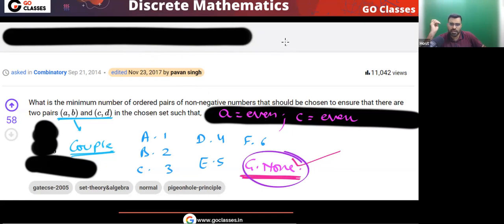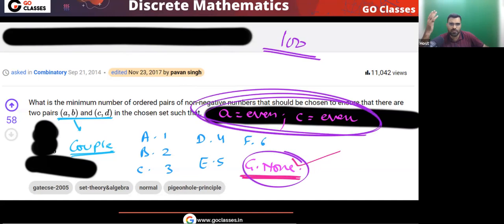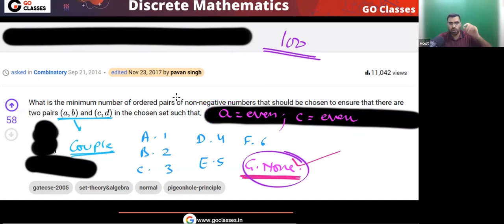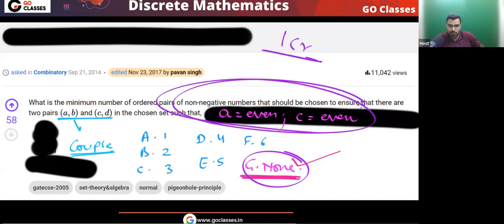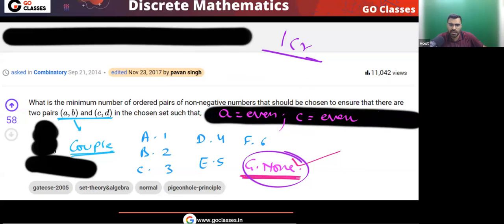Okay, you can collect, for example, 100 ordered pairs. Will that guarantee that this type of couple will be there? If I give you 100 ordered pairs, is there any guarantee? No, there is no guarantee. If I give you 1 crore ordered pairs, is there any guarantee that this type of couple will be there? Again, there is no guarantee. So the simple point is, we can never guarantee this type of couple. I hope this point is clear.